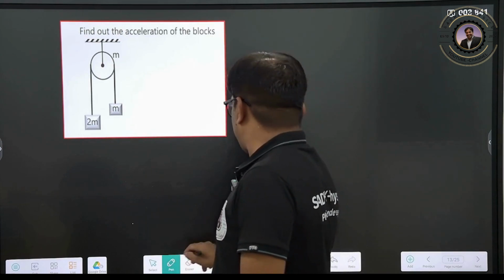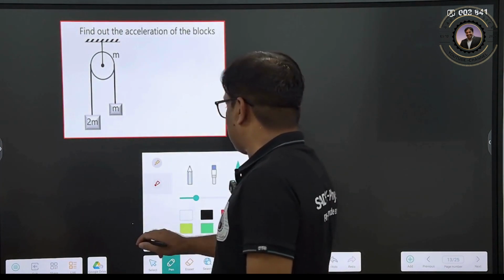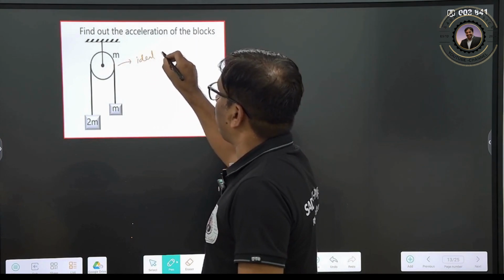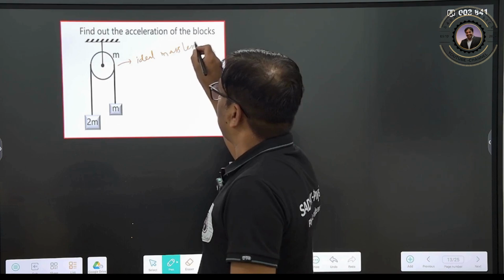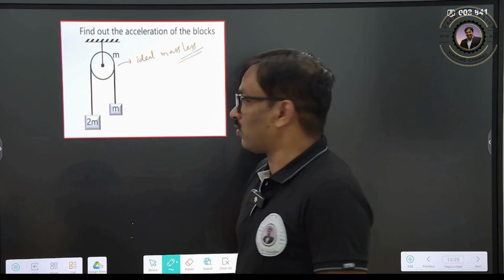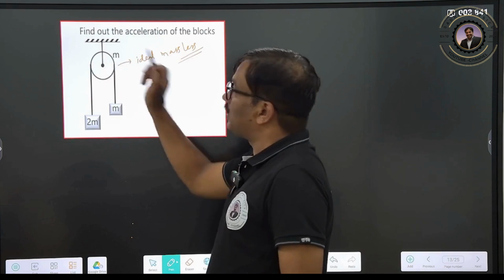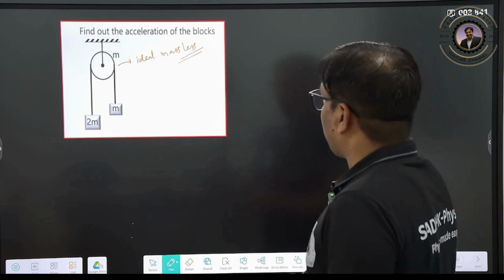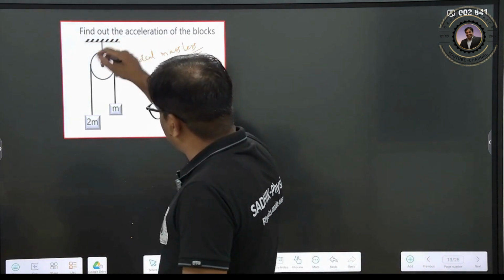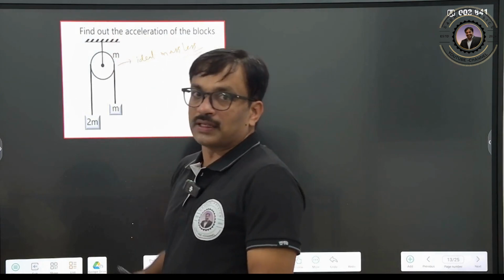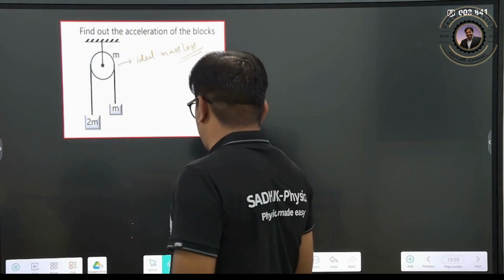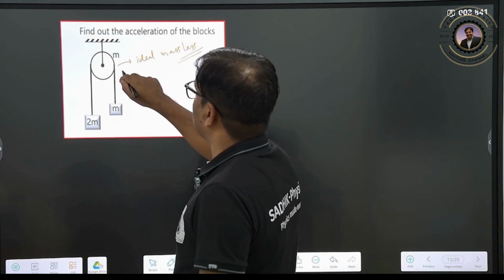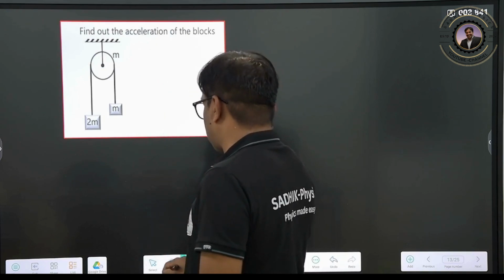But there we considered that this pulley was ideal. Ideal means massless. But here the mass of this pulley is given. Therefore it is not massless. To rotate this wheel also, a certain amount of force will be needed. So if you include the mass of this pulley, then how do you solve these problems?